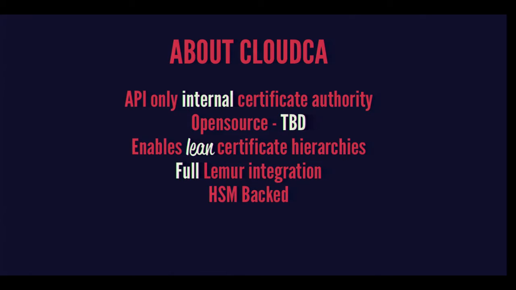So our internal CA is called CloudCA. It's an API-driven certificate authority, and we have fully integrated it with Lemur. So essentially what we allow developers to do is create very, very lean CAs for their applications underneath our internal CA. This is particularly useful when you want to do mutual SSL.